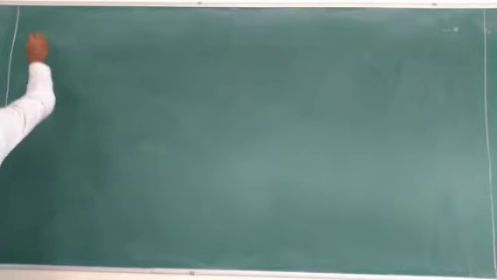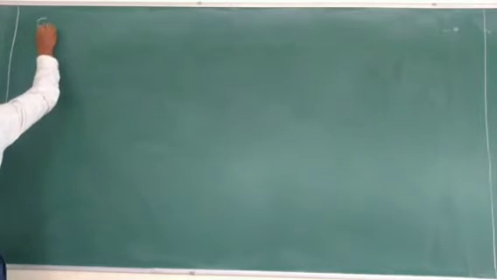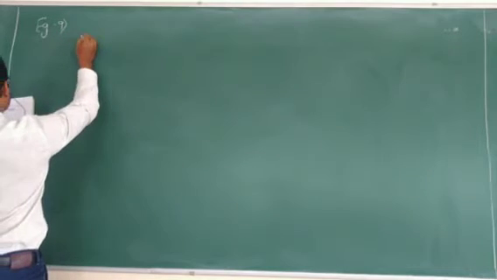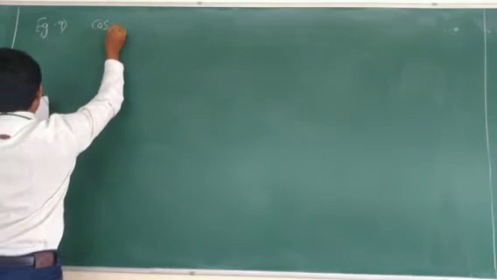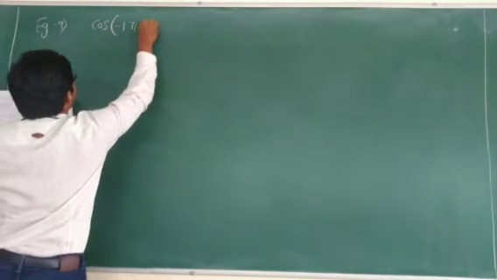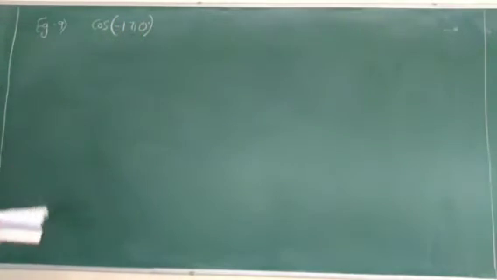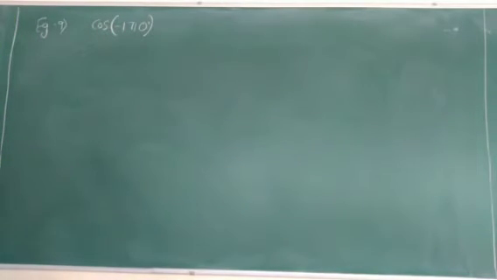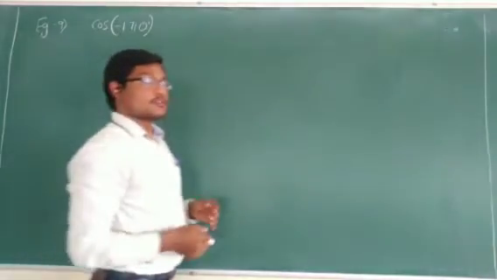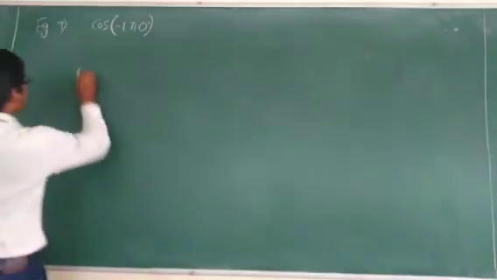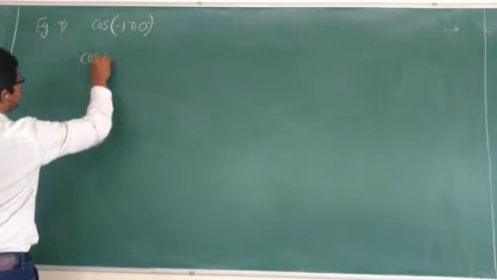Good afternoon. Let's take example 9. Find the value of cos of minus 1710 degrees. The angle is given in terms of degrees. We can solve in degrees only, but we know one form.